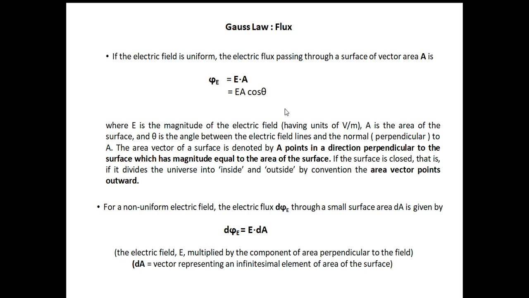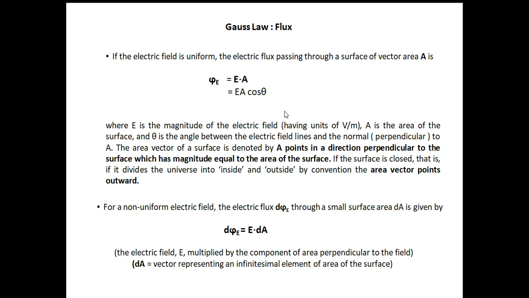Now E is the magnitude of electric field, A is the area of the surface, and theta is the angle between the electric field lines and the normal perpendicular to A. The area vector of a surface, denoted by A, points in a direction perpendicular to the surface and has a magnitude equal to the area of the surface. If the surface is closed, like a bangle-like surface, then it divides the universe into inside and outside. Then by convention the area vector points outward.